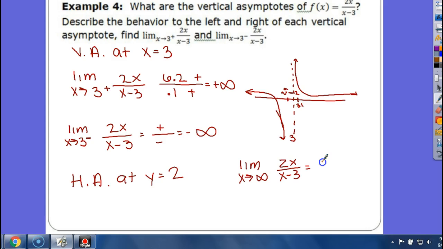Oh, it exists. 2, guys, we just talked about it. Okay, man. Horizontal asymptotes are your infinite limits. What's the limit? Again, I like to mix things up. What's the limit as x approaches 3 of 2x over x minus 3?